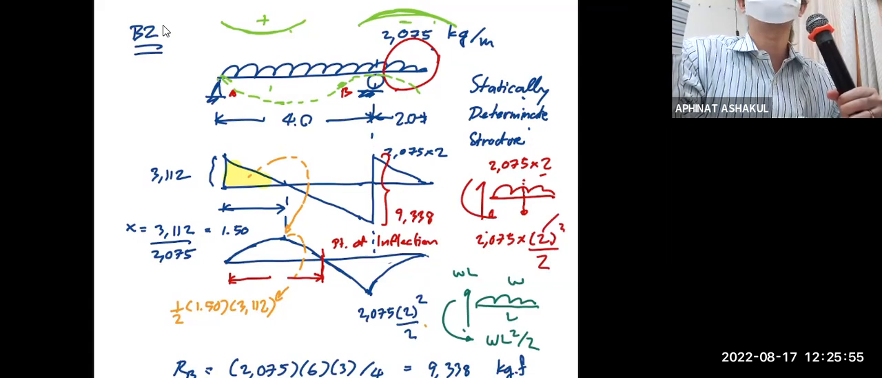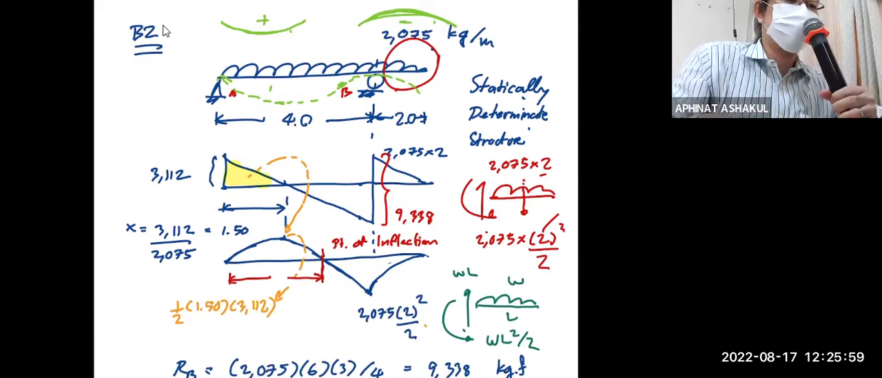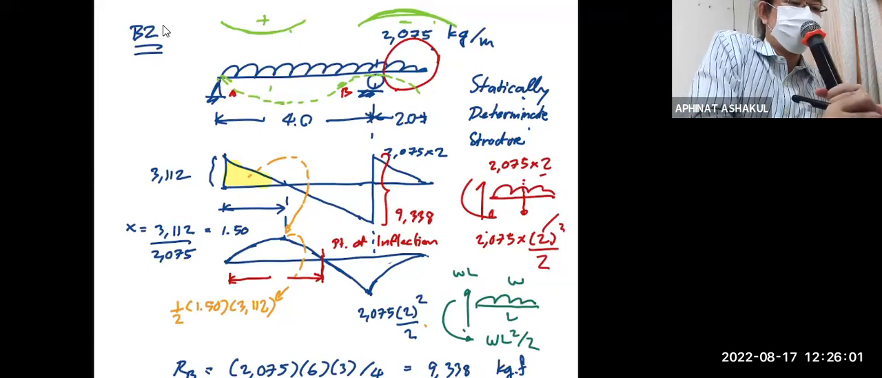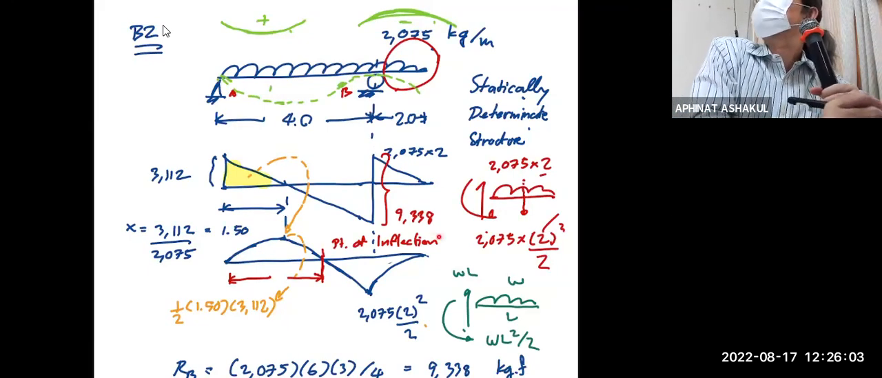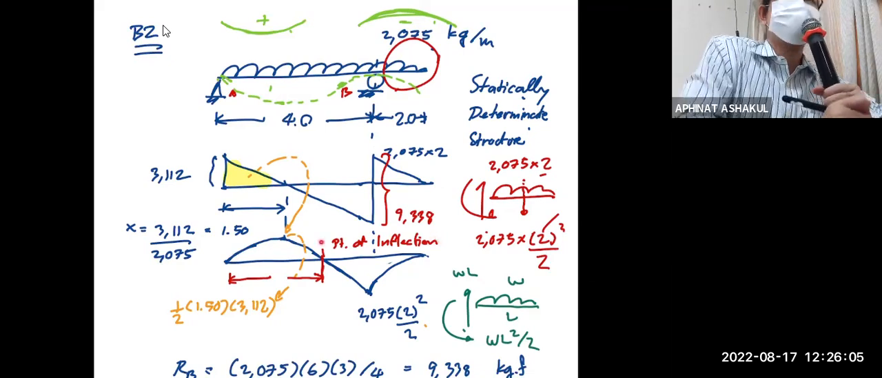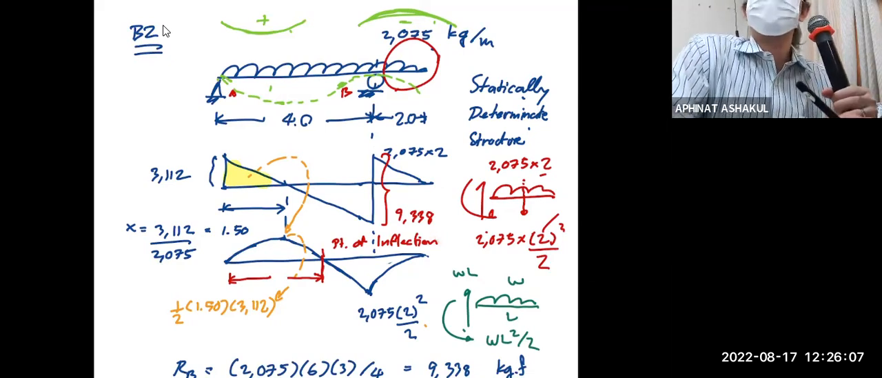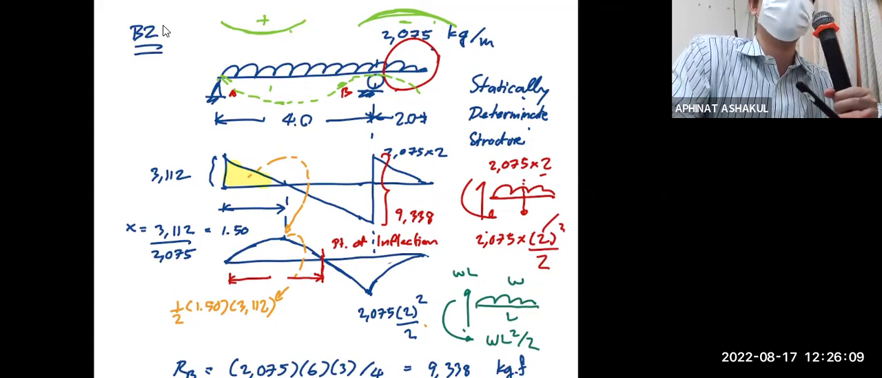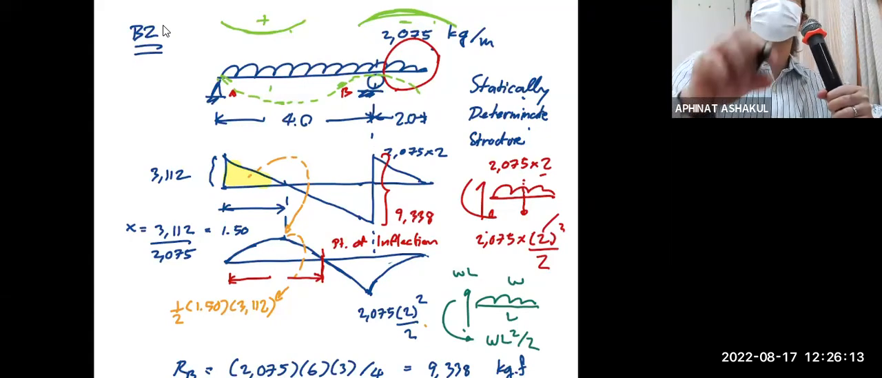Point of inflection. Inflection. Yeah, here. It's the same point. It's a point where the curvature changes from negative to positive or vice versa. So that means it's a point where moment becomes zero, right?